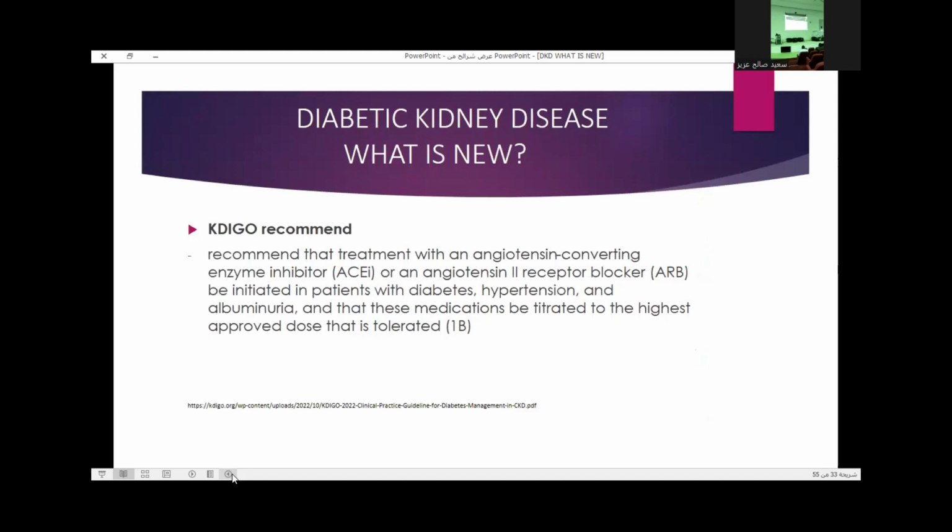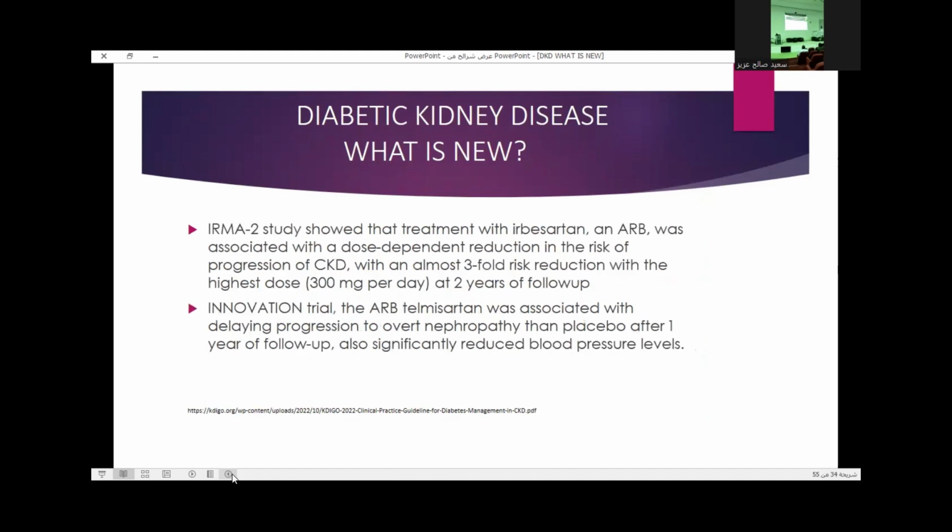So the second medication is ACE inhibitors and ARBs, which KDIGO also recommends initiating for patients who have diabetes to control their blood pressure and at the same time to control their albuminuria. There are many trials that show the benefit of ACE inhibitors and ARBs. One of them is the IRMA study done for irbesartan, and it showed it reduced the progression of chronic kidney disease by threefold.